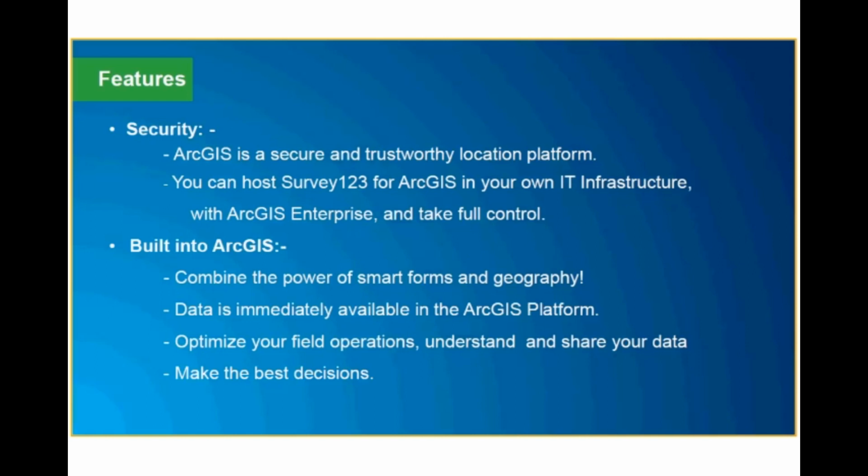Data is immediately available in the ArcGIS platform because it is an integrated system from the field to the office, from the field to the crowd, from the field to the IT infrastructure of your organization. Meaning that the moment you are finished with collecting data in the field, the data is available when it is published to the other organization, to your peers and your workmates. Therefore, decisions can be made almost instantly.